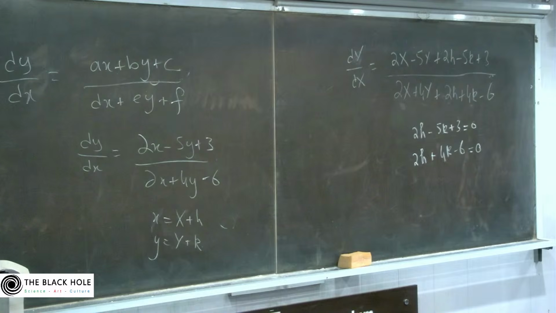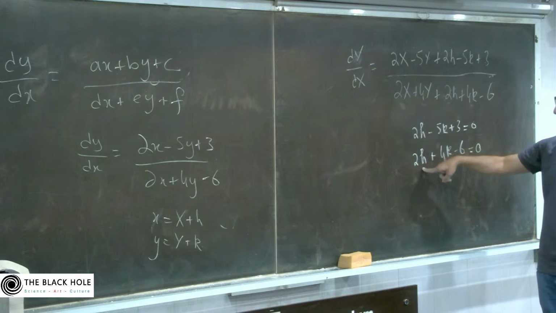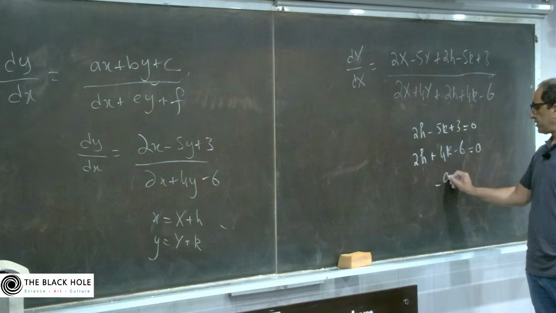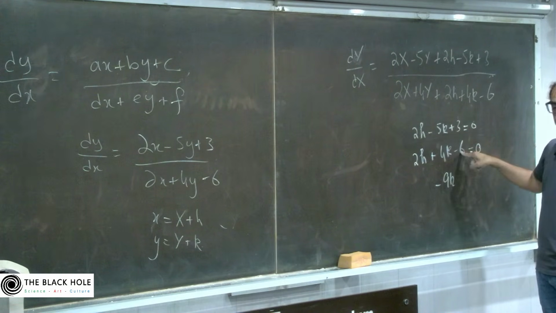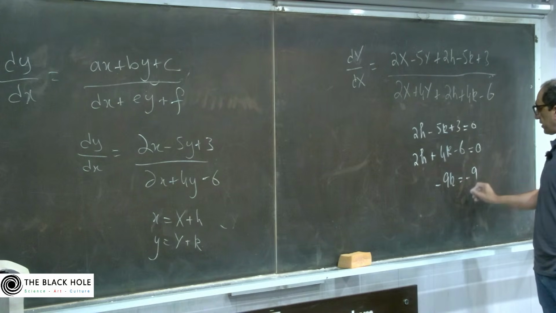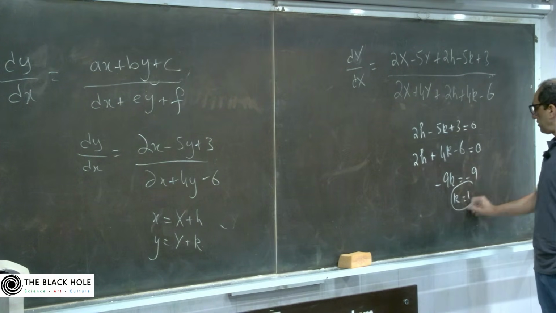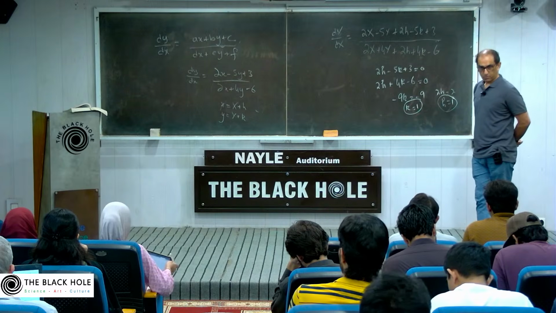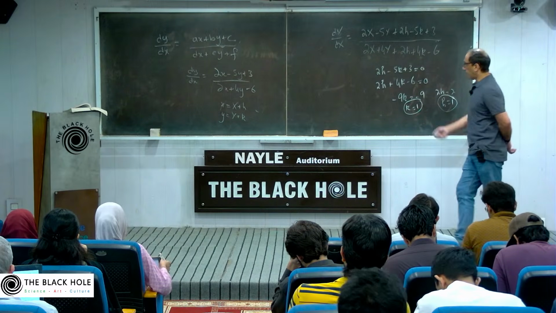K is equal to minus 3, you can separate it out from this, so minus 5K minus 4K is minus 9K, 3 plus 6 is 9, on the other side it becomes minus 9, so K comes out to be 1. Plug it in here. 2H minus 5 plus 3 is minus 2 is equal to 2H is equal to, okay. Agreed?